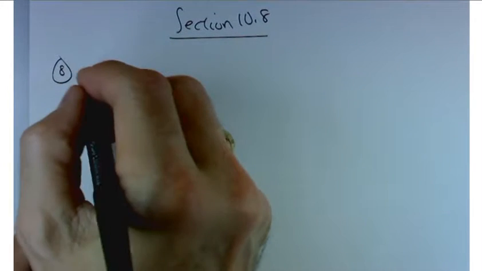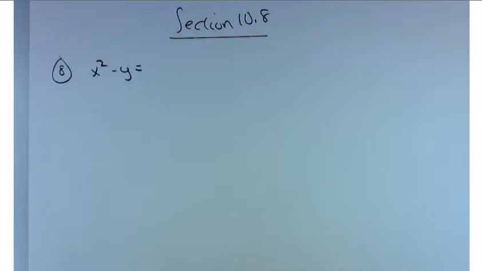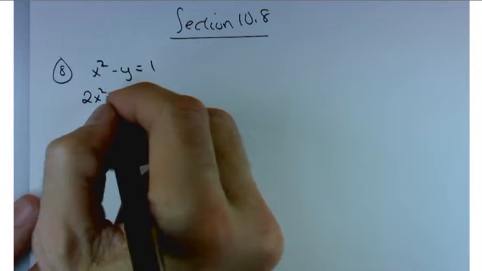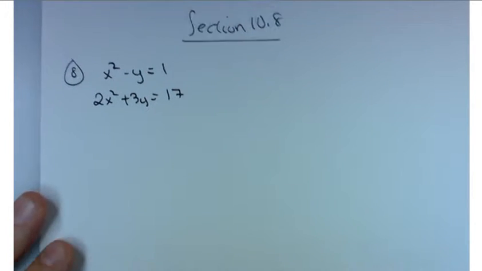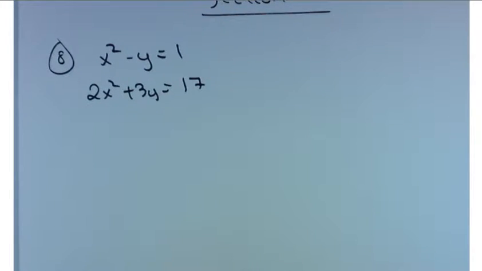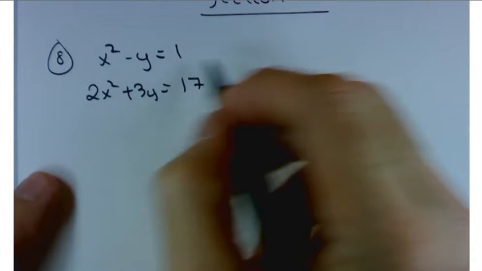You get stuff like you do in problem number 8, which is x squared minus y equals 1, and 2x squared plus 3y equals 17. Now, if you wanted to graph both of these, you have a couple options. You can put them in Desmos. And by the way, I've talked a lot about Desmos. Did I ever mention that, and this will surprise you, they got an app for that? You can actually download Desmos to your phone. So it's pretty cool.